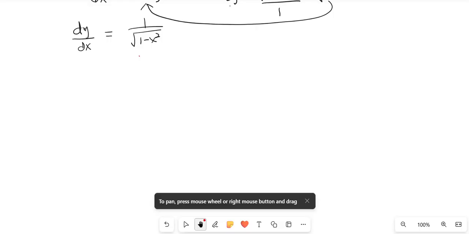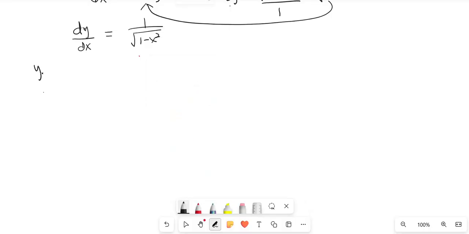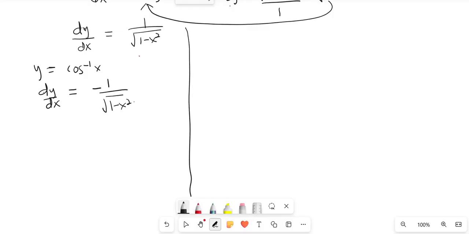If we use similar methods, we can find the derivative of y equal to the cosine inverse of x. The derivative of y with respect to x is just going to be the negative of this, which is negative 1 all over the square root of 1 minus x squared. So that is the derivative function of the sine inverse of x and the cosine inverse of x.